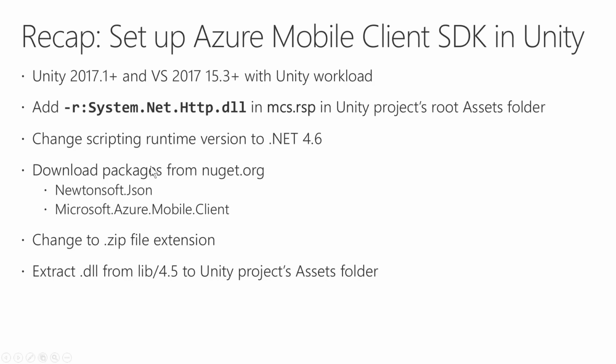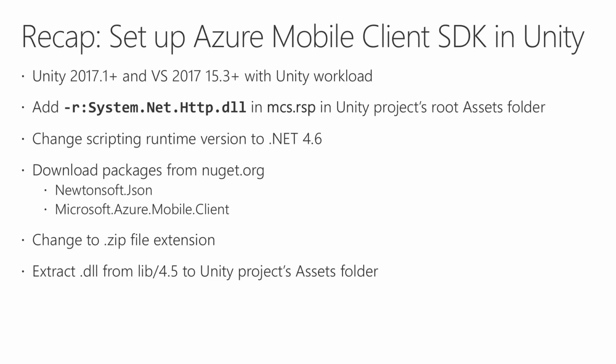And then you need to save and change your scripting runtime in Unity to .NET 4.6. We had to download a couple of packages from NuGet and change their file extensions to zip files, and then copy the DLLs from the lib/net45 directory to Unity's assets folder. And then we just made a little test script to make sure our setup was working.